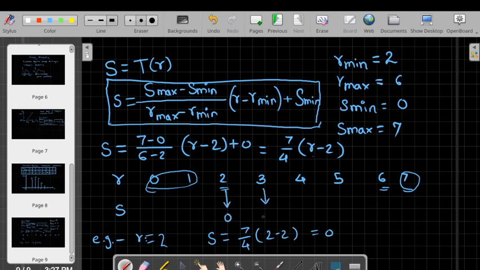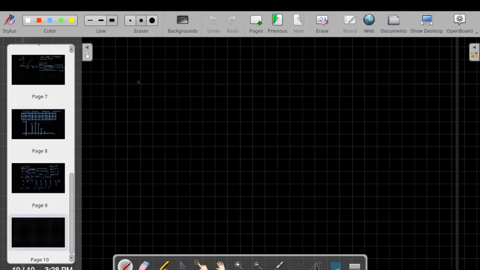Similarly for 3 we can calculate, that will be equal to 1.7, so nearly we'll consider the value 2. For this 4 we are having 3.5, so we'll consider 4. For this 5 the maximum value we are getting is 5.2, so we'll consider it as 5. And for this 6 we are having a value equal to 7. Okay, so I'll write down here separately.